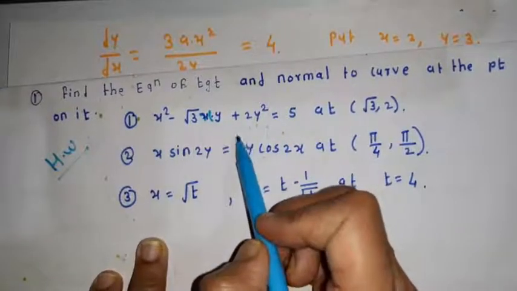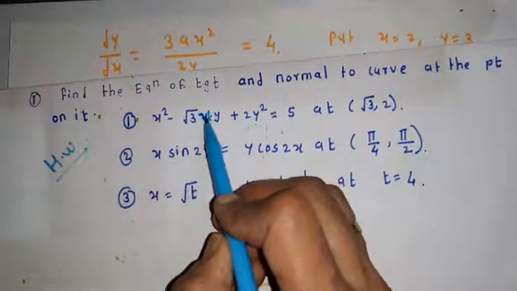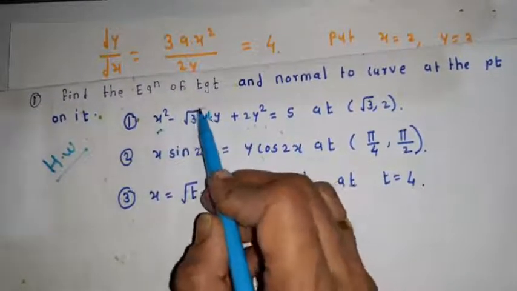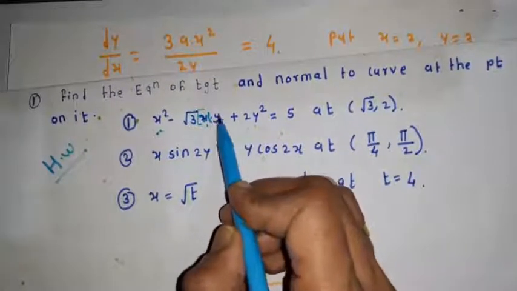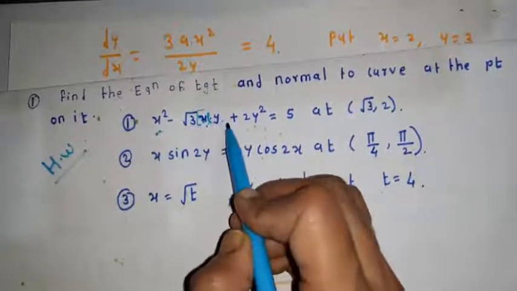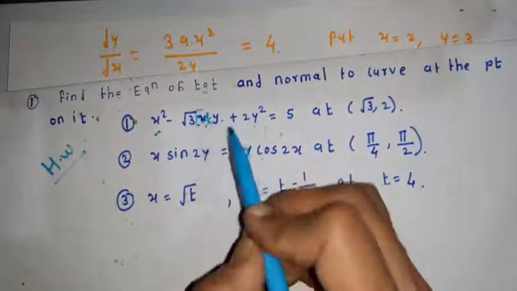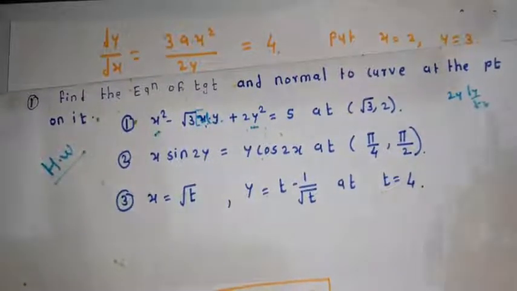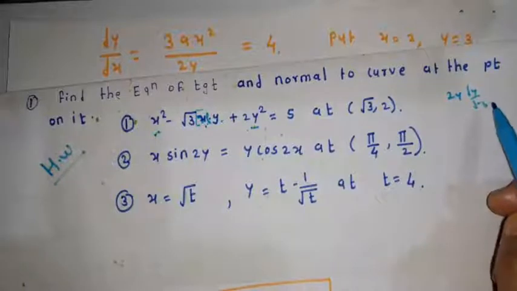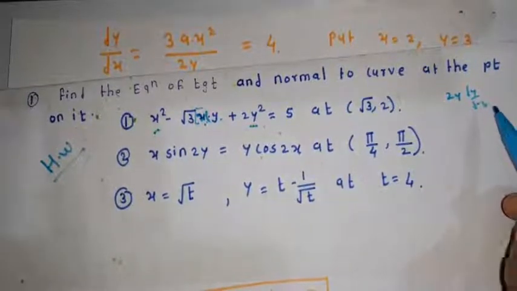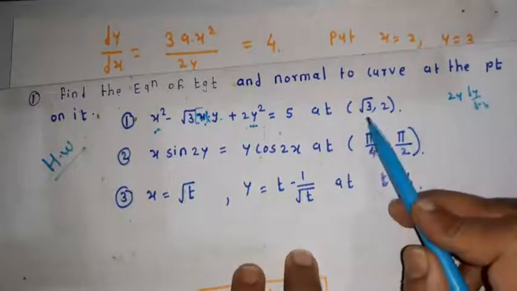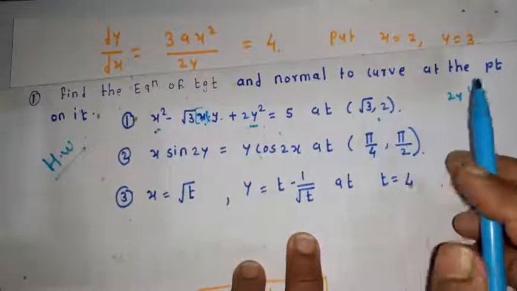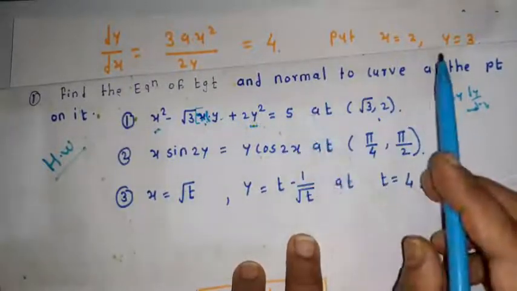Differentiate, and you will get dy by dx. Root 3 is common, and here take the differentiation of x square minus root 3 as common. Take the differentiation of x into y: x constant, differentiation of y, plus y constant, differentiation of x, plus differentiation of y square, which is 2y dy by dx. Then common out dy by dx, the term containing dy by dx, get the value of dy by dx, and find the slope at the point. Now you have slope and point; find the equation of tangent and normal using the slope point formula.